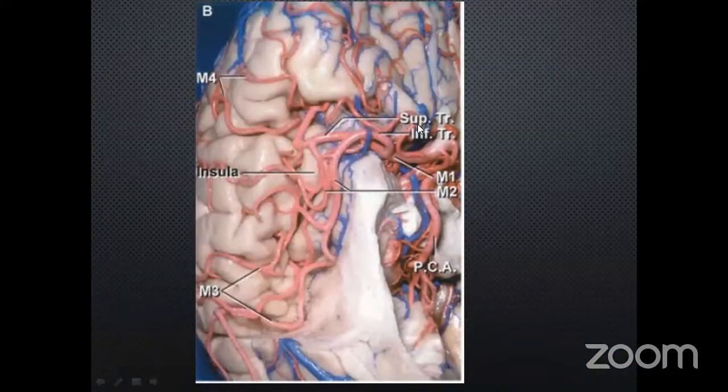Dr. Hafza, have you discussed the Sylvian veins as well, or are you just going to discuss the arterial vasculature of the insula? I have a few slides for the veins as well. Okay.